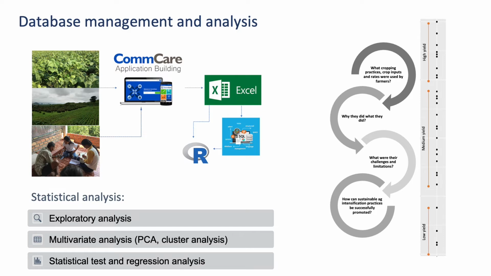regression analysis, as relevant. With the output from the analysis, we should be able to meaningfully group crop yields of farmers into different groups, say low, medium, and high yield groups. Then we explore, or walk backward, more like a backcasting methodology, trying to understand what cropping practices or farm inputs were used by farmers. We also want to understand why farmers did what they did. What were their challenges and limitations stopping them from maximizing the yield? We also want to find out how sustainable agricultural intensification practices can be successfully promoted on a larger scale.